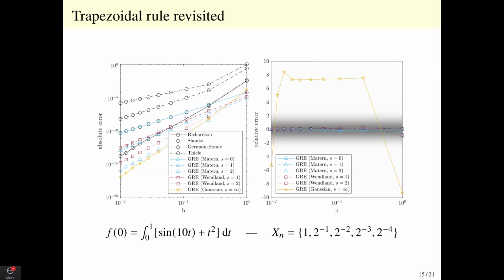But what happens if you use too much smoothness is shown in this plot, which is trying to quantify how good your uncertainty quantification is. If we have large values here, that means that these uncertainty regions are much smaller than the true error, which means that the method is overconfident. It's saying that the error is small while it isn't in reality. So in this case, for this very smooth kernel, under these very smooth assumptions, we get really overconfident uncertainty quantification.